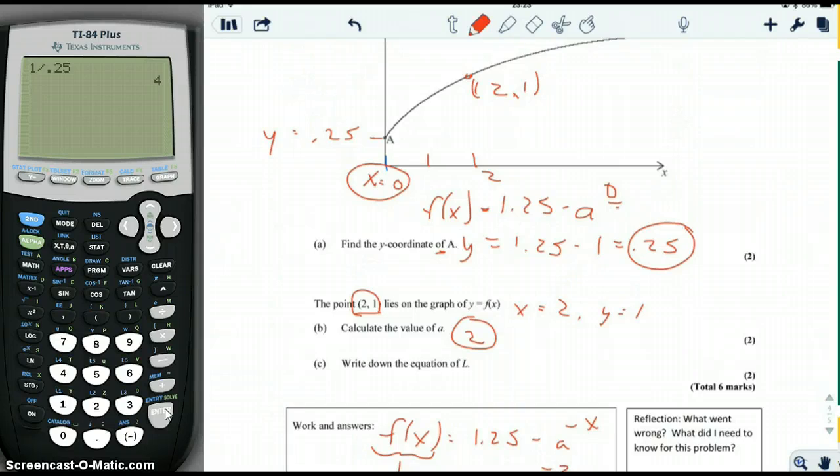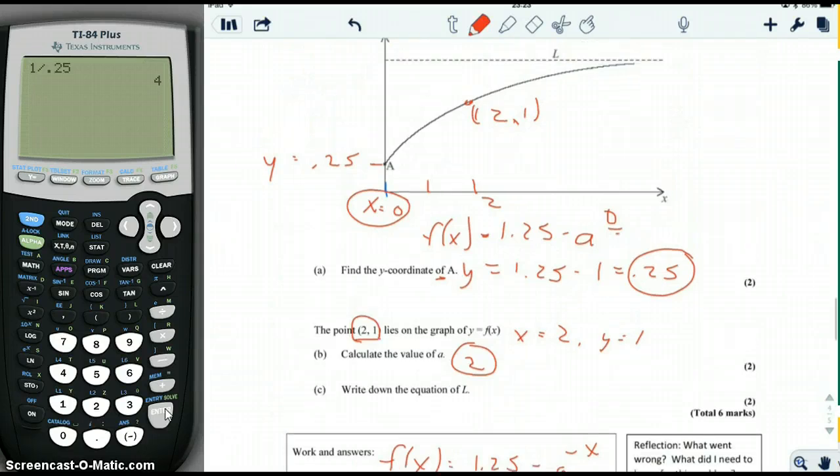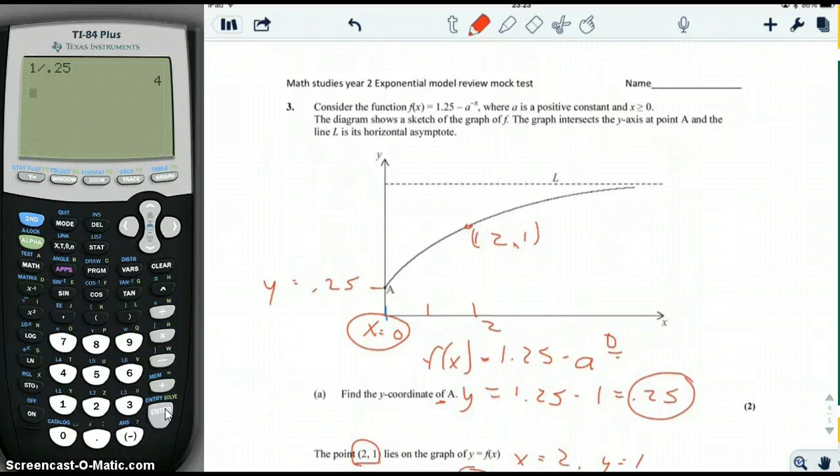Well, there's two ways to do this. One is, remember that whenever you have a constant added to an exponent, the asymptote is the constant. And L, as you can see, is the asymptote. Okay, so that's one way. You could just say, hey, that's 1.25, that's 1.25.